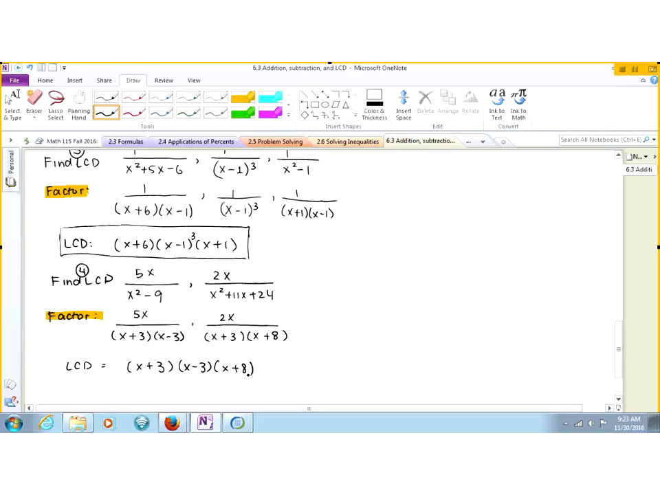Now what? The highest exponent. What is the highest exponent for x plus 3? 1, right? Nothing. I don't have a square. So it's just x plus 3. What is the highest exponent for x minus 3? 1 also. What about x plus 8? 1. So none. So notice that x plus 3 is not squared, because it's not a square, it's just a repeated factor. So I already wrote that. I don't want to write it again. Is it easy? Yes.